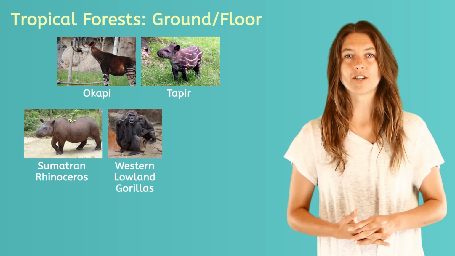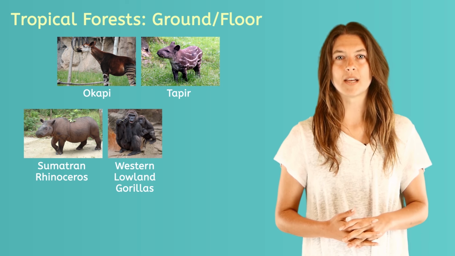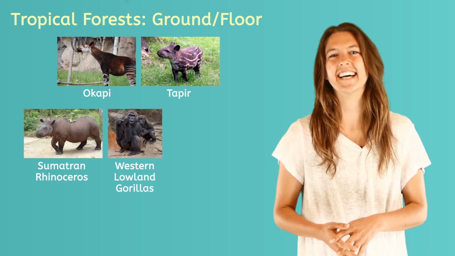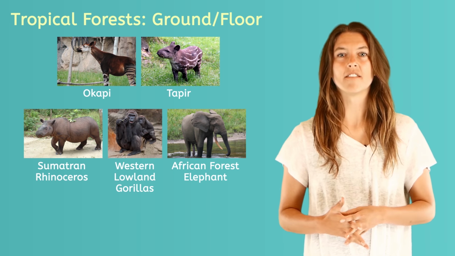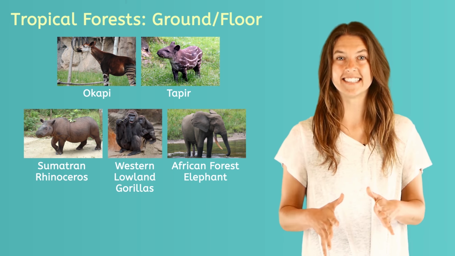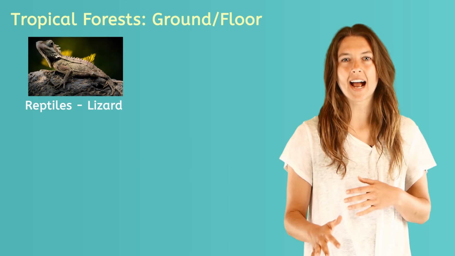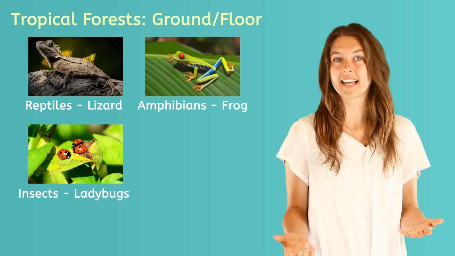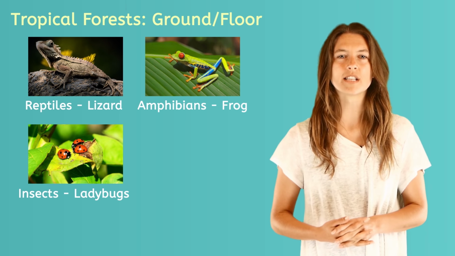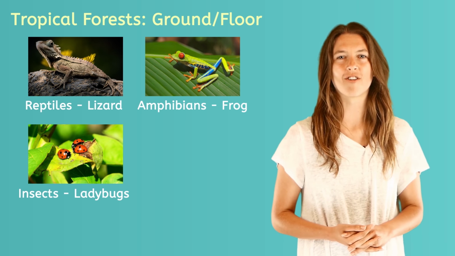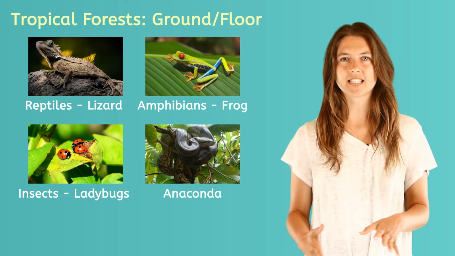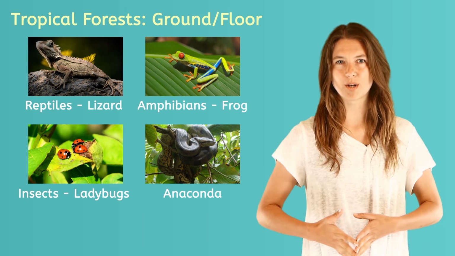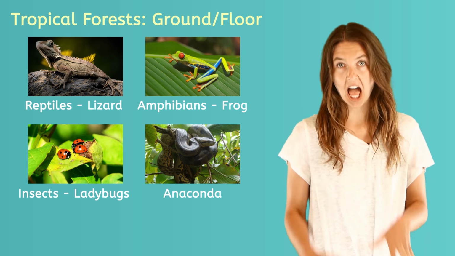The western lowland gorilla, whose scientific name is Gorilla gorilla gorilla, funny, and the African forest elephant, which weighs up to 5 tons. You can also find reptiles, amphibians, and insects in this layer because they like the decaying plants and mushrooms that grow in this wet, dark part of the tropical forest. Anacondas live in the swamps within a tropical forest, and these huge snakes have been known to eat jaguars.